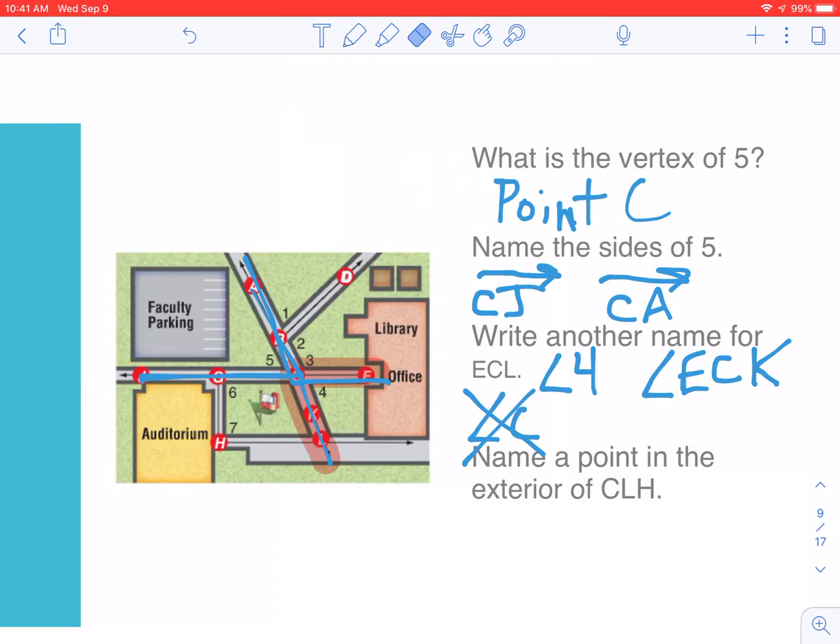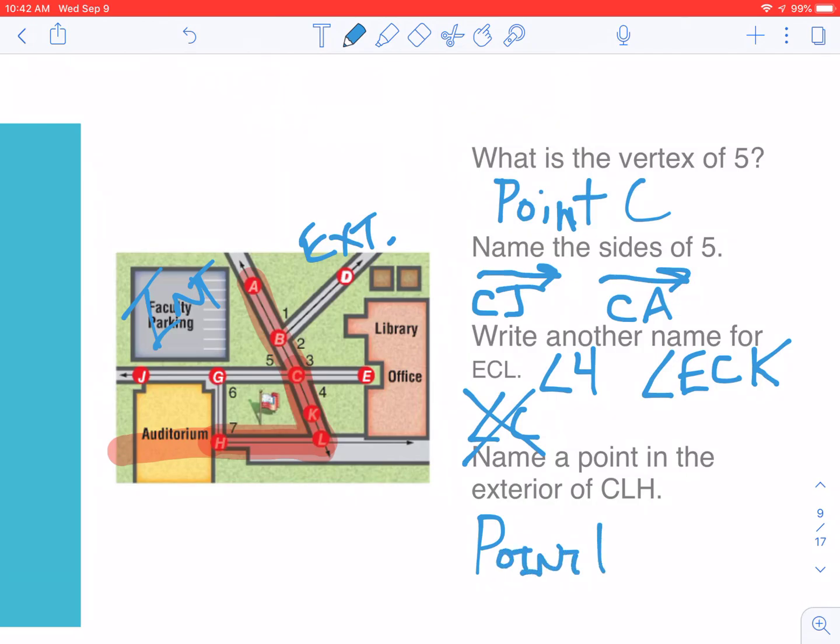Okay, last question. Name a point on the exterior of CLH. So I'm going to highlight CLH. Name a point on the exterior. Exterior is out here. Interior is in here. So it could be point D and E.